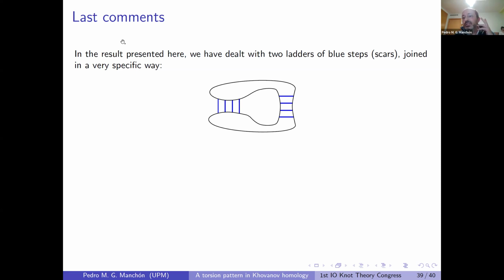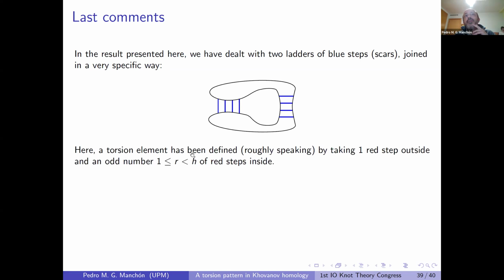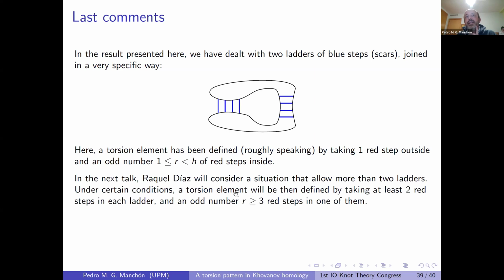In order to compare what Raquel is going to say with what I have said here, in the result presented here, we have dealt with 2 ladders of blue steps. This is a ladder, this is another ladder, joined in a very specific way. Here, a torsion element has been defined, roughly speaking, by taking 1 red step outside and an odd number inside, less than 8. In the next talk, Raquel will consider a situation that allows more than 2 ladders, and under certain conditions, a torsion element will be defined by taking at least 2 red steps in each ladder, and an odd number greater or equal than 3 red steps in one of them. In any case, the results in both talks are independent.